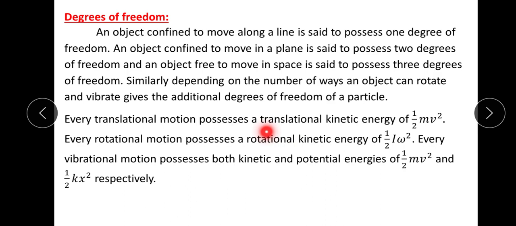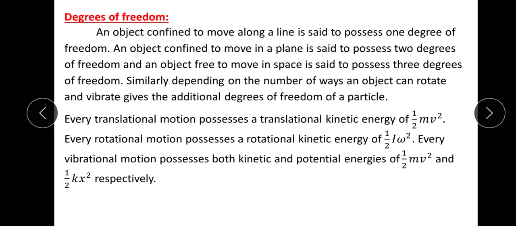For every translational motion, they possess a translational kinetic energy of half mv square. For rotational motion, they possess a rotational kinetic energy of half I omega square. And for vibrational motion, they possess both kinetic and potential energies of half mv square and half kx square respectively.